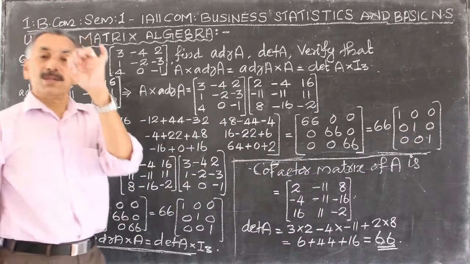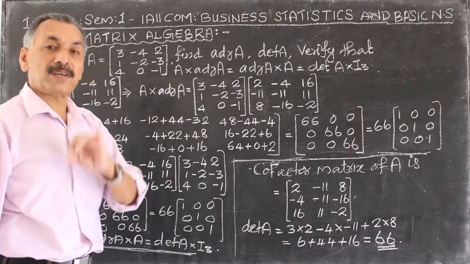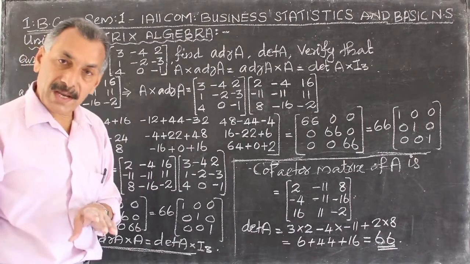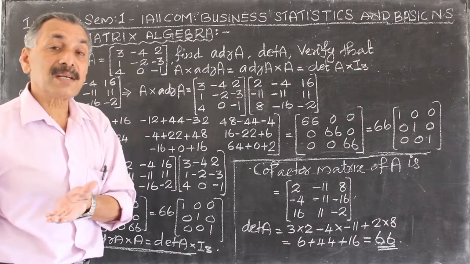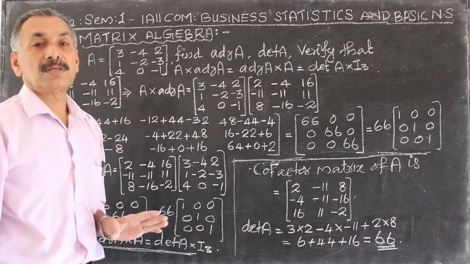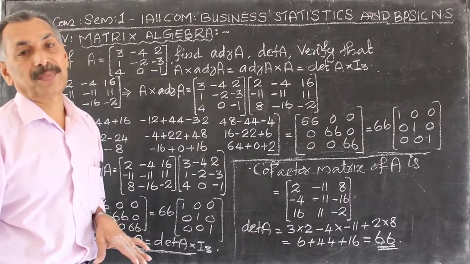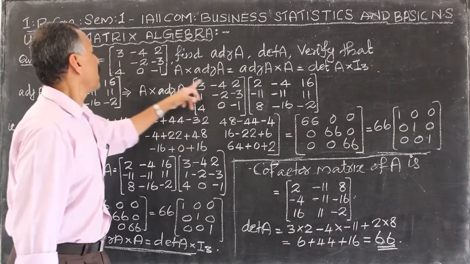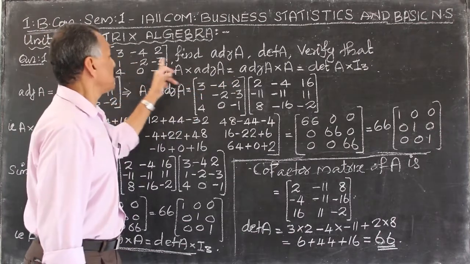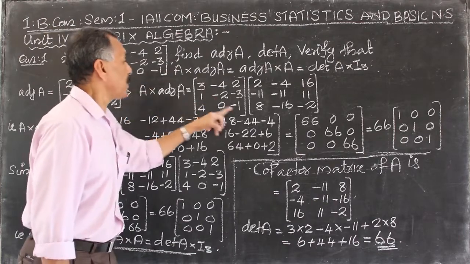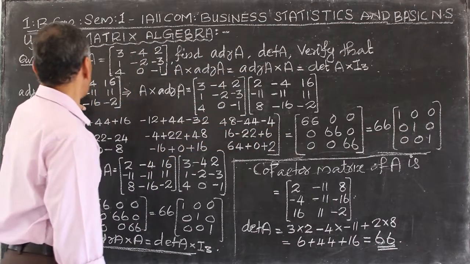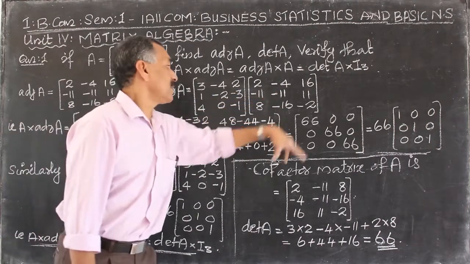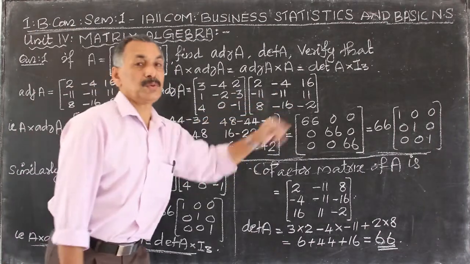And then, for the adjoint matrix, first you write the cofactors of every element of the matrix, then find the cofactor matrix. The cofactor matrix is then transposed, that means rows and columns are interchanged. Next, A into adjoint A. What is A? 3, minus 4, 2, 1, minus 2, minus 3, 4, 0, minus 1, into the adjoint matrix: 2, minus 4, 16, minus 11, minus 11, 11, and 8, minus 16, 2.